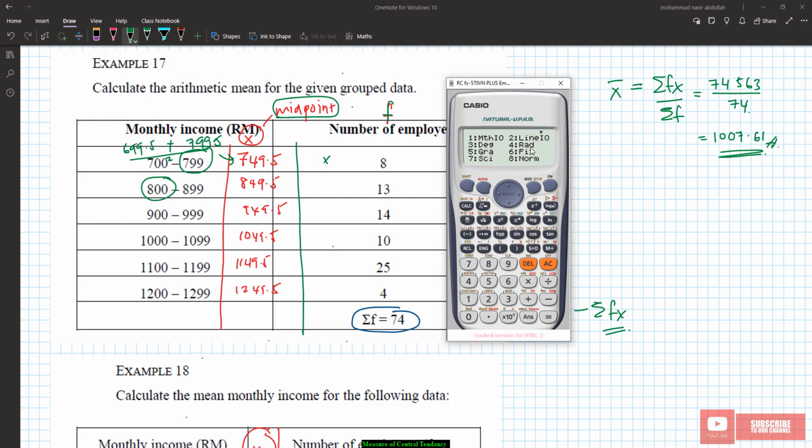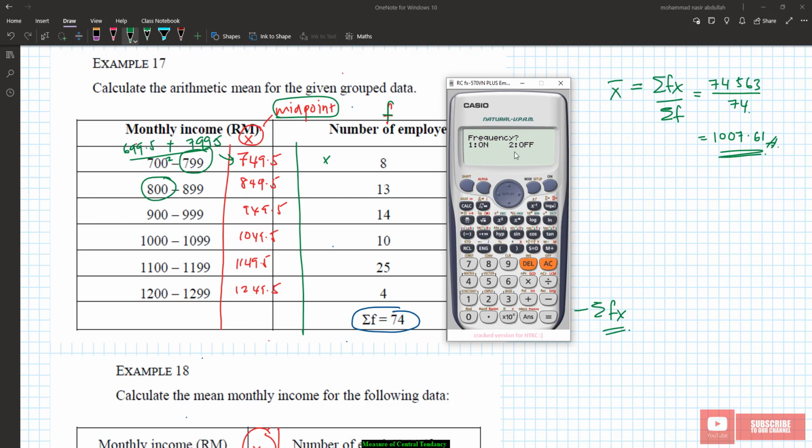Shift mode, and then you can see here 1, 2, 3 until 8, right? You don't see any STAT, right? STAT. So you can see at the top there is a scroll down. So you press down, right? Now you can see 4 for STAT, right? You press 4.